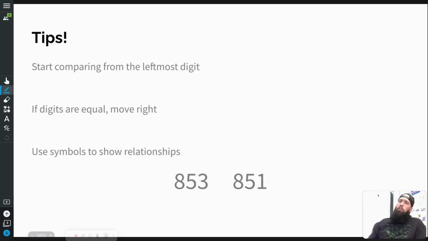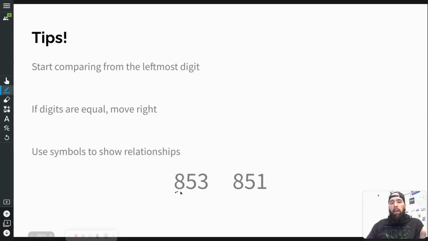Now, here are tips for doing these. You start comparing from the leftmost digit. That's that number right there and that number right there. And you work your way right. So are these numbers the same? If they are, you move on. Then are those numbers the same? Then are those numbers the same? Once you have numbers that are not the same, you can determine whether that one number is bigger than that one number. And we're going to use the symbol to show the relationship.